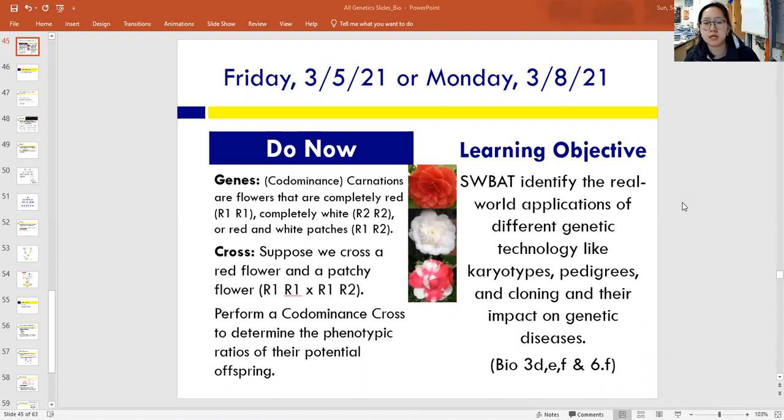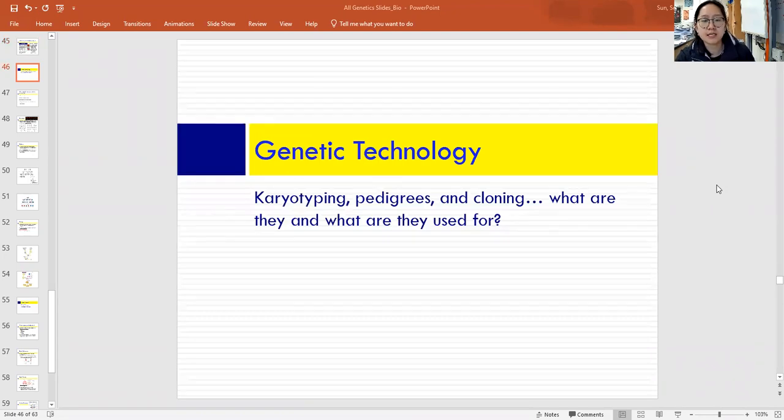The learning objective is that students will be able to identify the real world applications of different genetic technology like karyotypes, pedigrees, and cloning. If you don't know those, that's okay. We're going to go over it. And their impact on genetic diseases. So we'll talk about genetic diseases too, which are really, really cool. So genetic technology or biotechnology, karyotyping, pedigrees, and cloning, what are they and what are they used for?